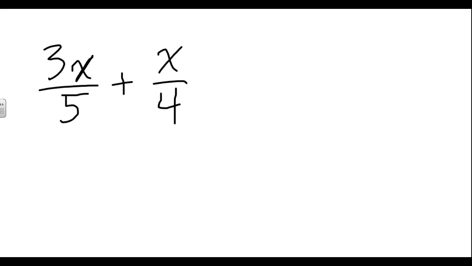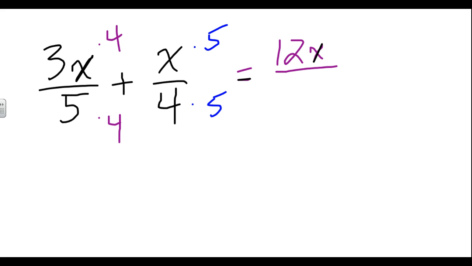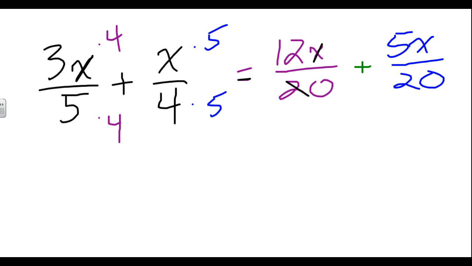Well, to find a common denominator of 20, we need to multiply our left fraction by 4 over 4, and we need to multiply our right fraction by 5 over 5. And so we end up with 12x over 20, because 3 times 4 is 12 and the x is just the same. And for the fraction on the right, 5 times x is 5x, and 5 times 4 is 20. So now we can just add the numerators like we had before, 12x plus 5x. We can combine those like terms. That is 17x.